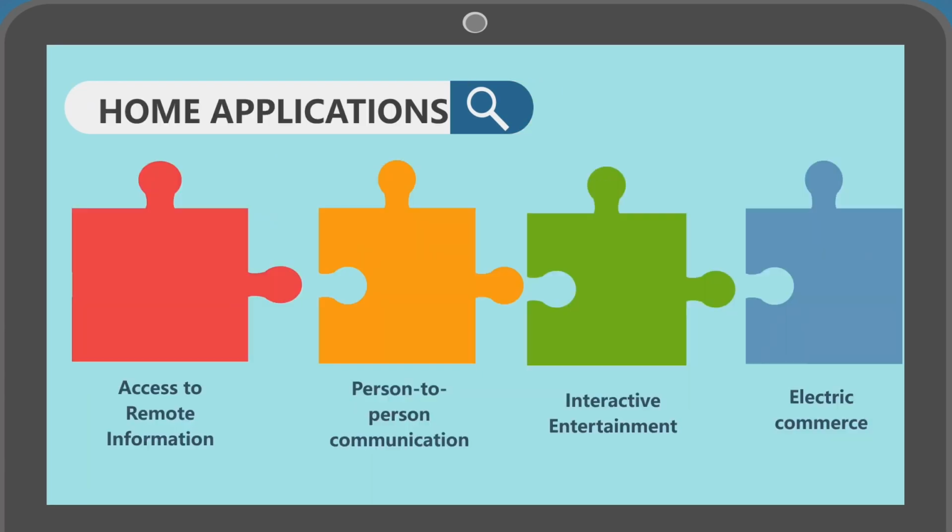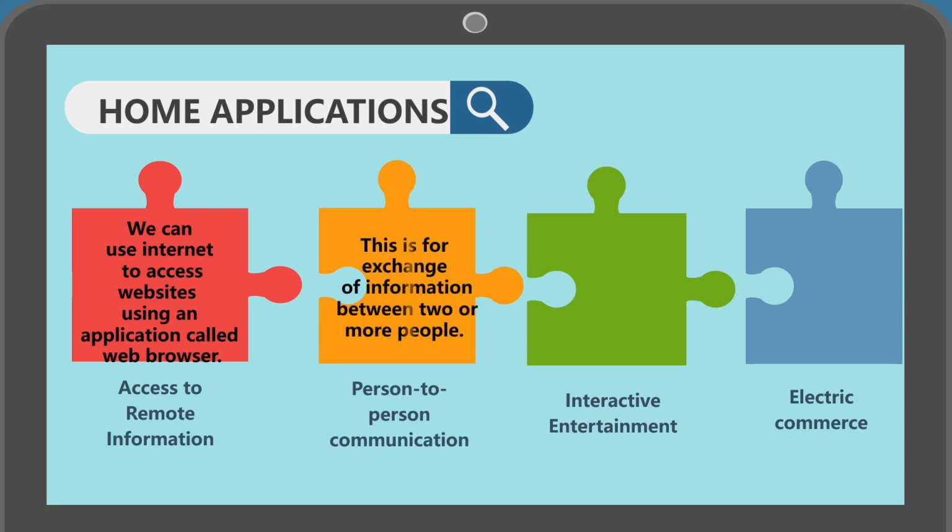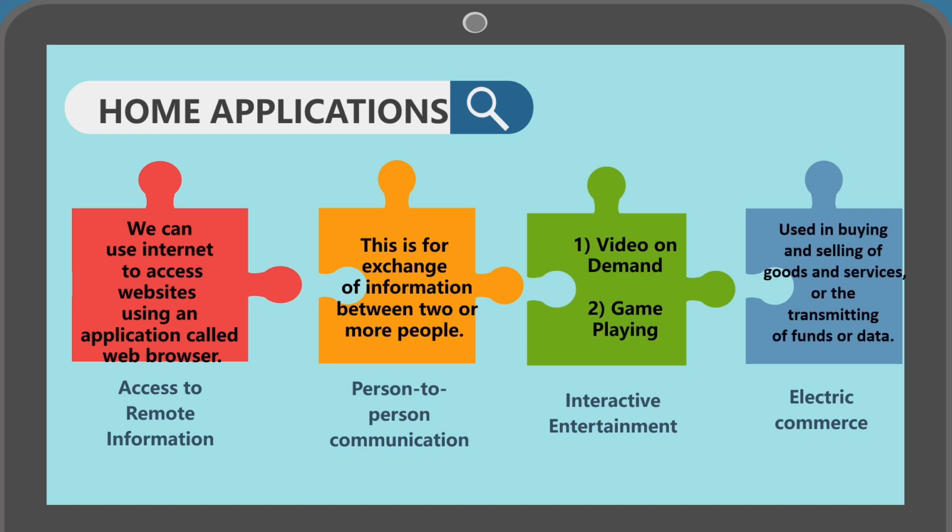Other than in the field of business, we also can use it in our home, which is our daily life. The first one is access to remote information. We can use the internet to access websites using an application called a web browser. In the web browser, we can find a lot of data, images and also text that we need in our daily life.